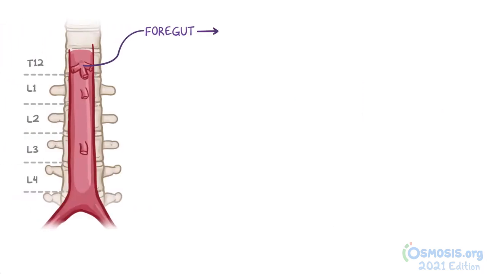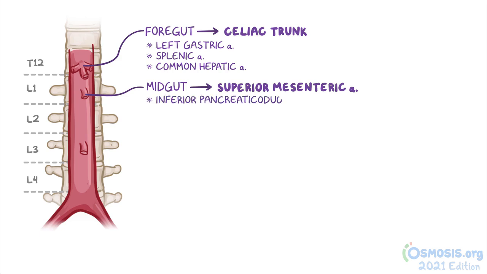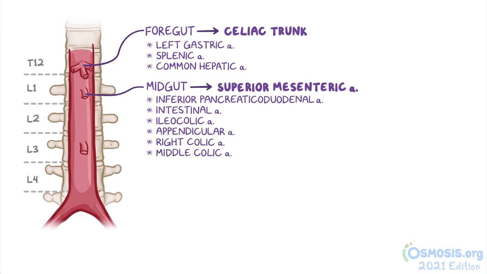The foregut is supplied by the celiac trunk, which comes off at the level of T12 and gives off the left gastric artery, the splenic artery, and the common hepatic artery. The midgut is supplied by the superior mesenteric artery that arises from the abdominal aorta at the level of L1 and crosses the left renal vein and third part of the duodenum. The SMA gives the inferior pancreatico-duodenal artery, intestinal arteries that form arterial arcades, the ileocolic artery, the appendicular artery from it, as well as the right and middle colic arteries.